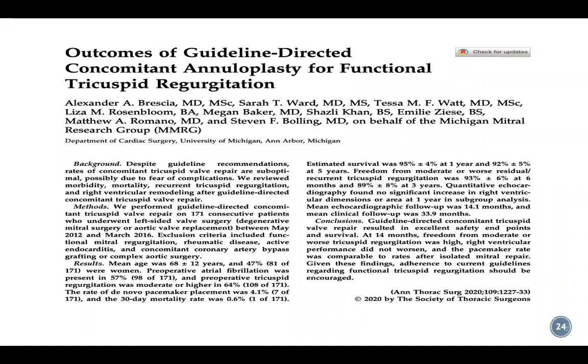They follow the outcome of guideline-directed concomitant annuloplasty for functional TR at the same time, and they found that addressing the TR actually has an excellent safety endpoint, and also freedom from moderate or worse tricuspid regurgitation, with improvement in the RV function.